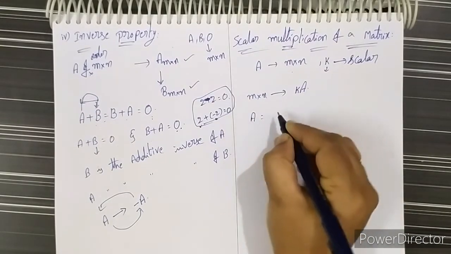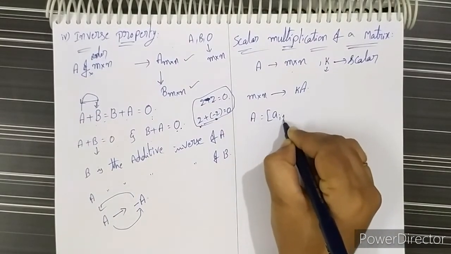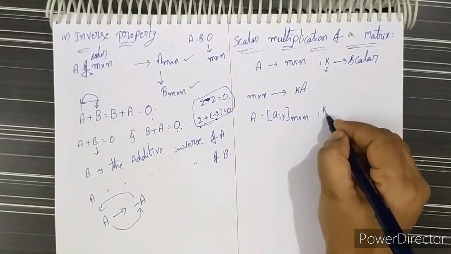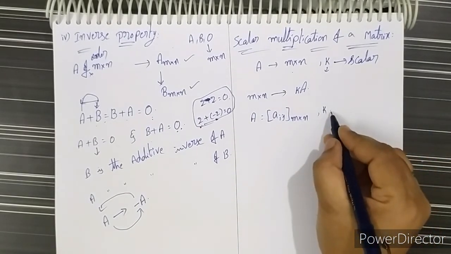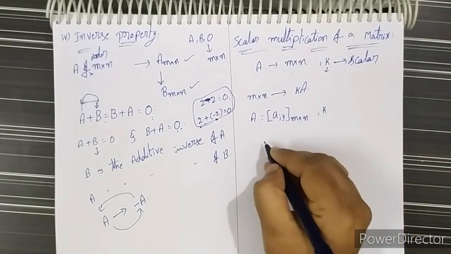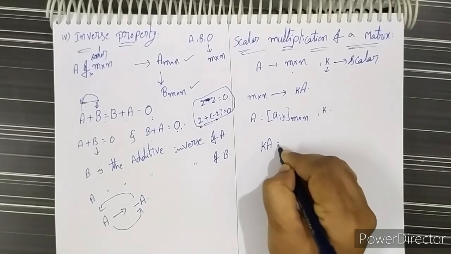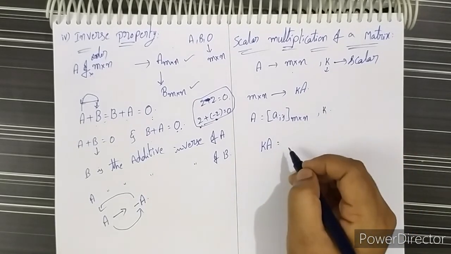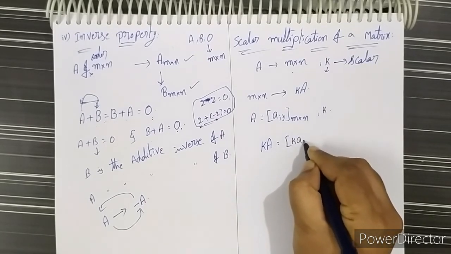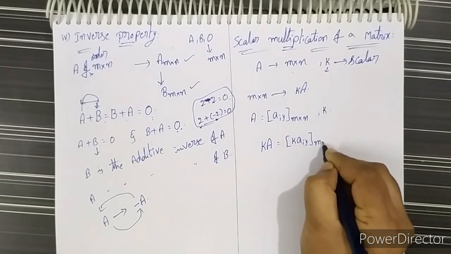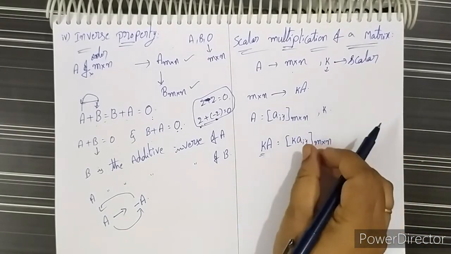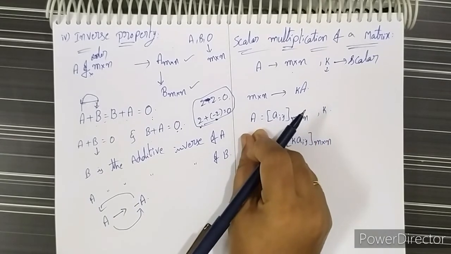If A is a matrix of order m by n, and K is any scalar number, either real or complex, that is not a problem, then the multiplication kA is equal to K into Aij of the same order. The scalar is multiplied with each element of the matrix.